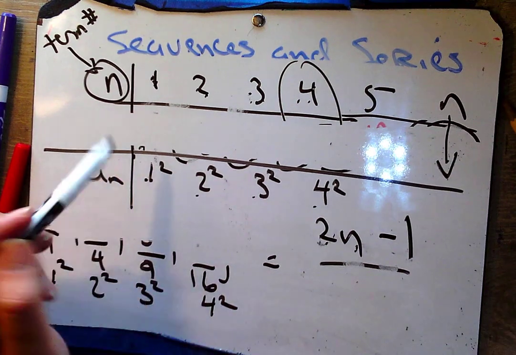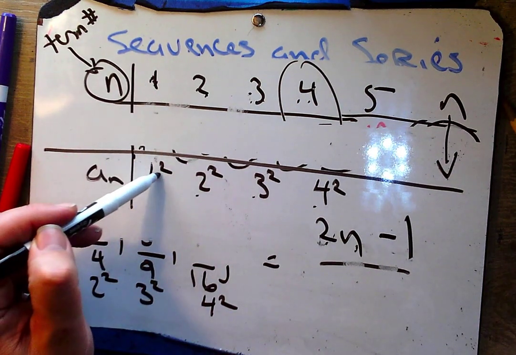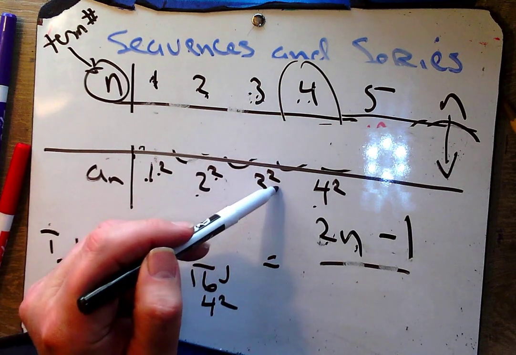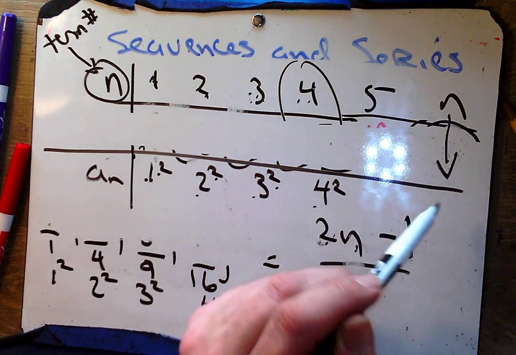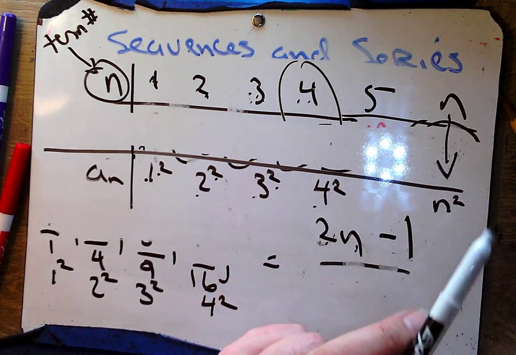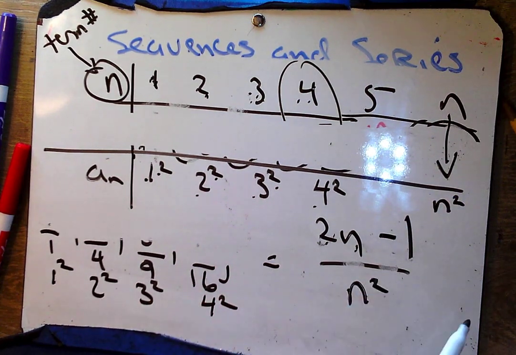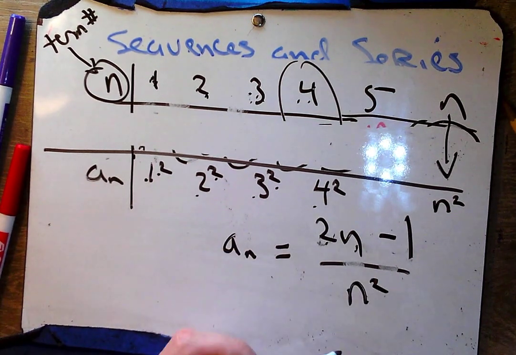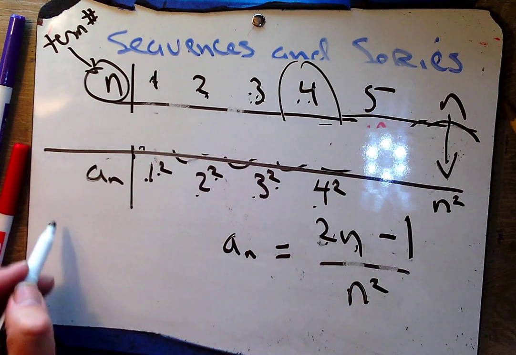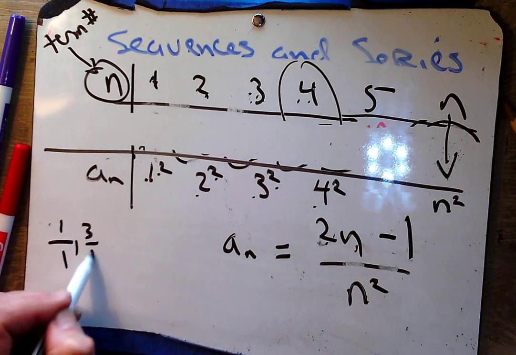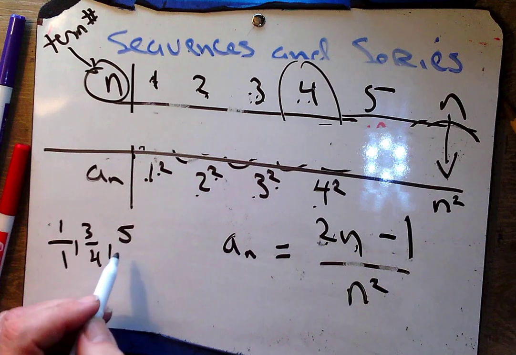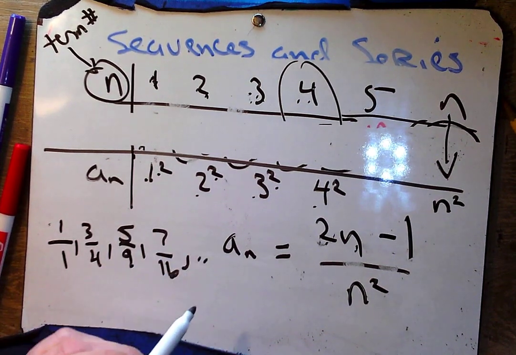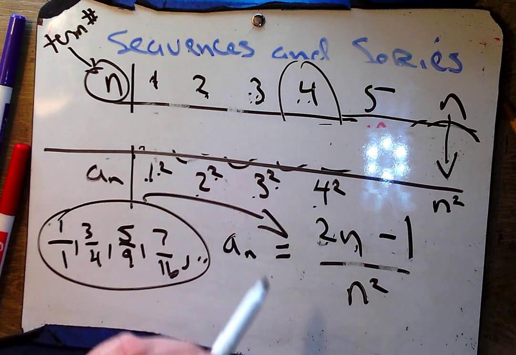Well, look at our rule. The term number is being squared. The term number is being squared. The term number is being squared. So the term number is going to be squared. And so I'm going to have n squared on the bottom. And so my rule for this data that we looked at, what was it? 1 over 1, 3 fourths, 5 ninths, 7 sixteenths. If I wanted a rule for that, this would be my rule.